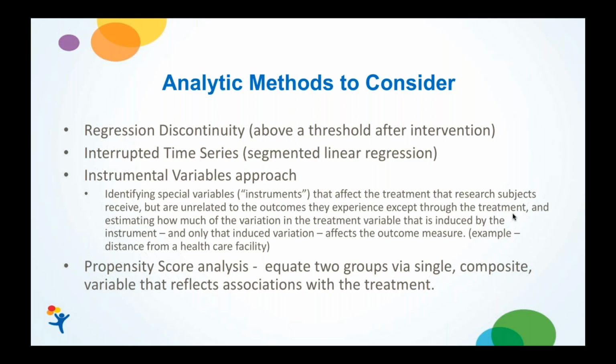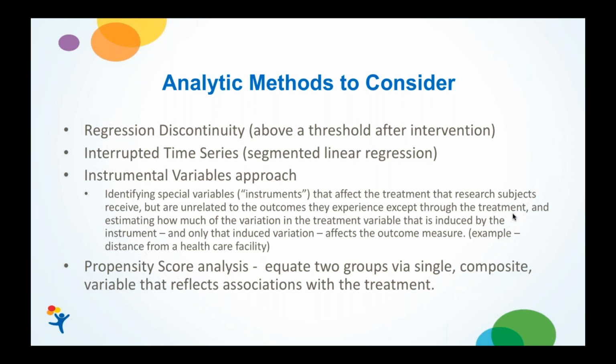And there are statistical ways to be able to do that. The next is called the instrumental variables approach. I had never heard of it, so I actually wrote down the definition here because I didn't think I could explain it very well. Basically, you identify special variables that you think are really likely to affect the treatment that a person gets, but are unrelated to the outcomes except through the treatment.